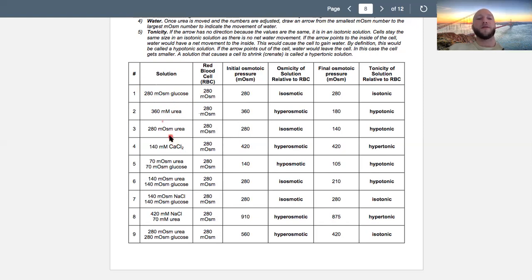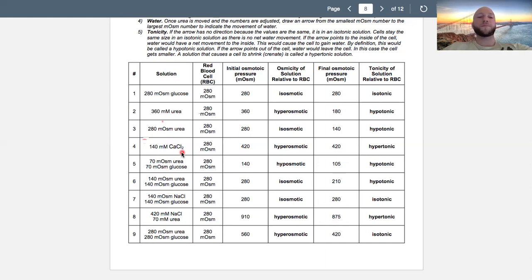Down here, 280 milliosmoles urea. No need to change into milliosmoles because it's already there. Right here, 140 millimolar calcium chloride. Compare that to 280 milliosmoles. That's apples and oranges. We need to convert the millimoles into milliosmoles. So how do we do that? 140 millimolar times 3 dissociable particles.